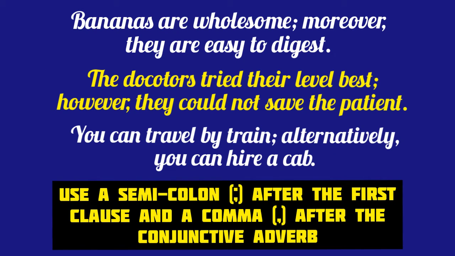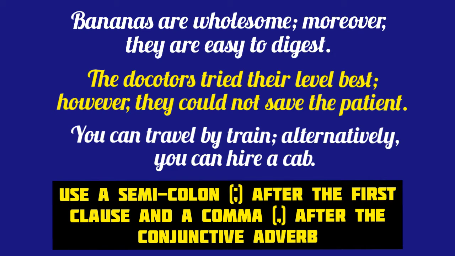Now here are some examples of conjunctive adverbs on your screen. Bananas are wholesome, moreover they are easy to digest. In this sentence we have two independent or main clauses. Number 1, bananas are wholesome. Number 2, they are easy to digest. And these two independent clauses are joined by the conjunctive adverb moreover. Here the conjunctive adverb moreover is expressing a relationship of addition between the two clauses.